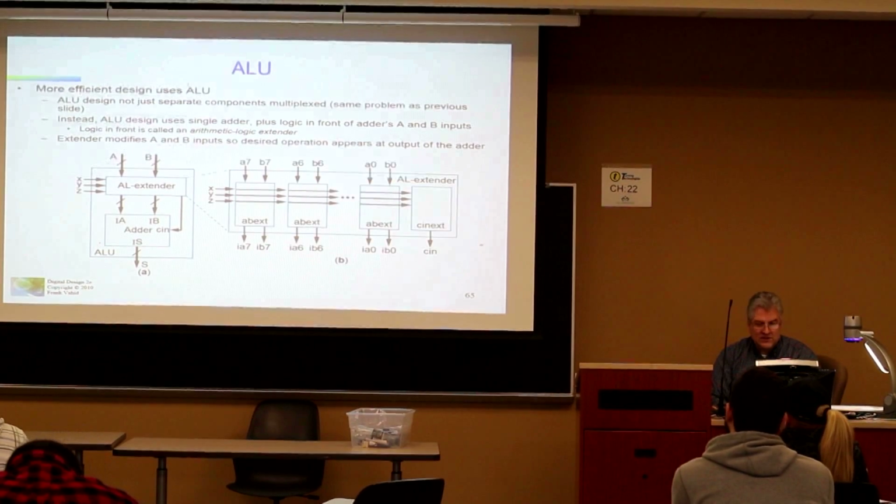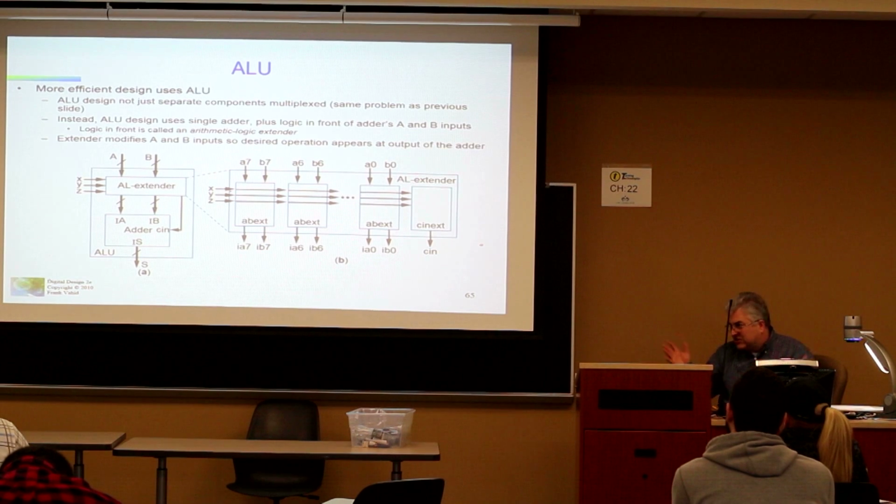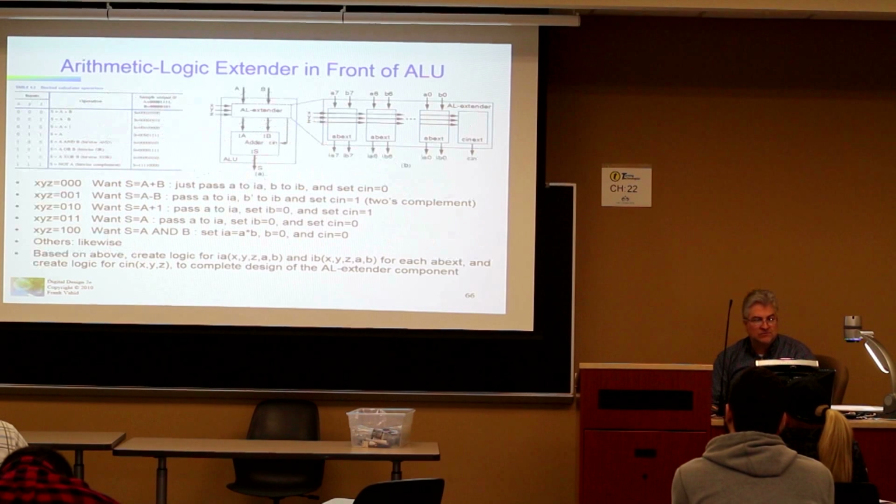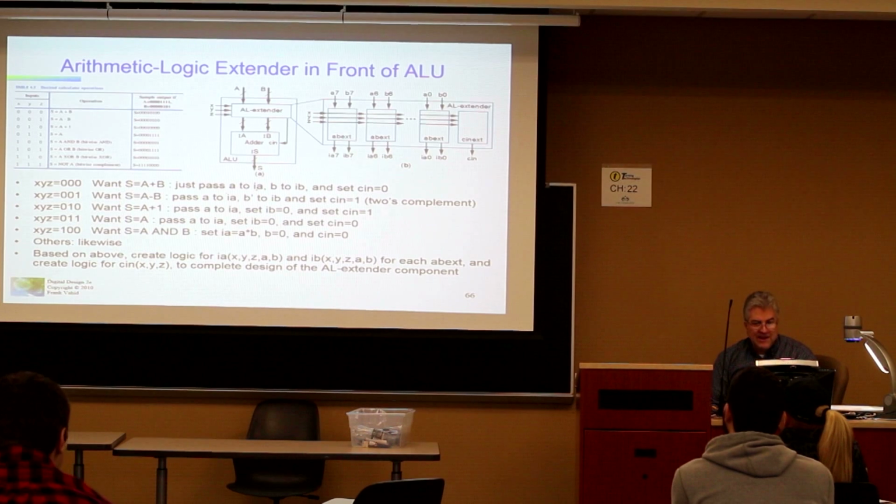So here we have this extender. By the way, when you see something like this, X, Y, Z, that means in this block it's just one quick and dirty way to say X and Y are going to be used by all of these. So let's look at how we can do some of these logical blocks. If X, Y, Z are all zeros, we just want to pass A to AI.